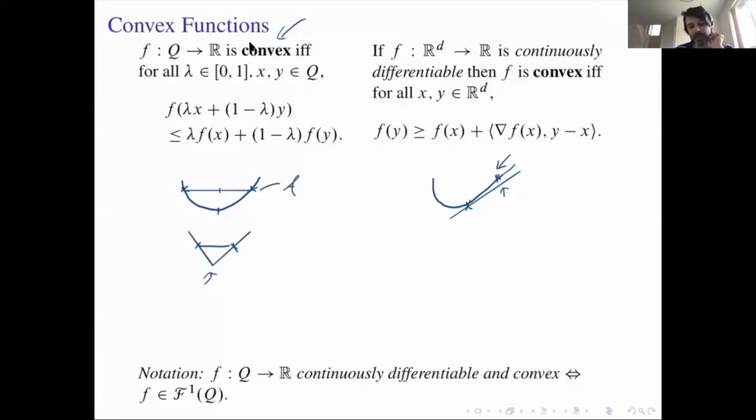So what I wanted to say is the left side here is the more general condition because you don't need anything particular. The right side here is more specific because you need a continuously differentiable function. So this will not apply to as many functions as the left definition.